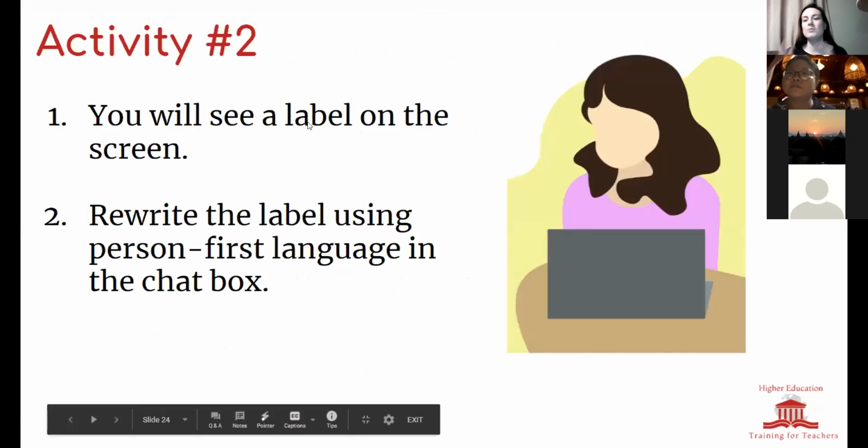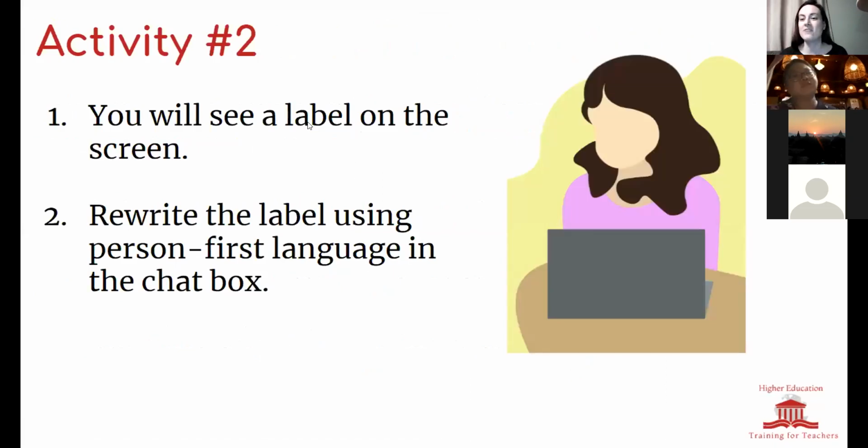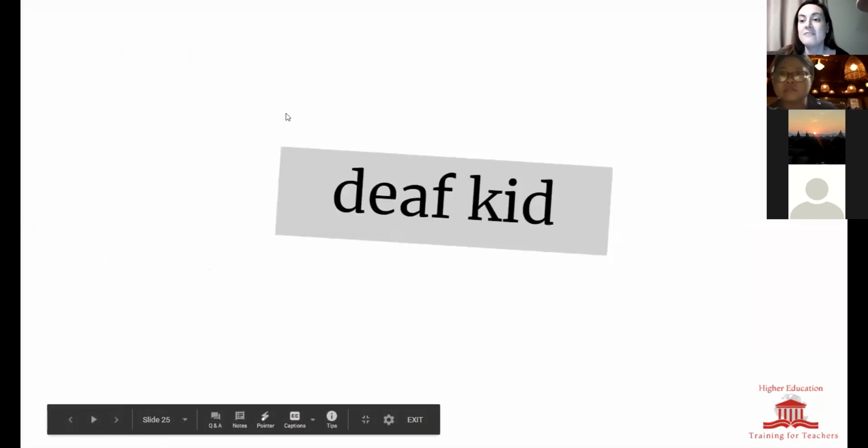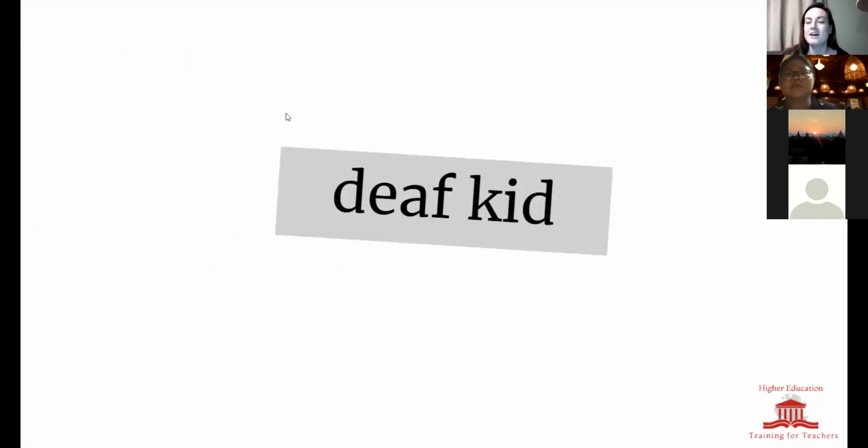So we're going to practice this in the chat function. So you will see a label on the screen. I would like you to change it to person first language in the chat box. So deaf kid, how can this become person first? So type it in the chat box. We'll give you 1 minute to do this. Deaf kid, what does deaf kid become if it's person first?